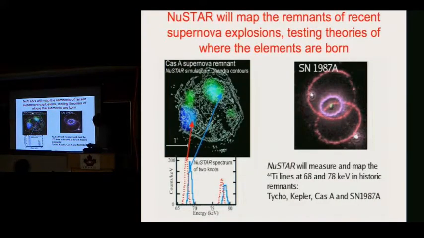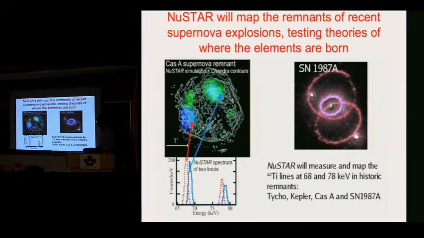It's going to be possible, and this is just an advertisement for the NuSTAR X-ray satellite, to actually say something about this. Here's Cas A. It's probably the case that in Cas A you produce radioactive species. Nickel 56, certainly, has decayed away by and large. But what hasn't decayed away is the titanium 44. And titanium 44 has lines at about 68 and 78 keV, to which the NuSTAR satellite is going to be sensitive.